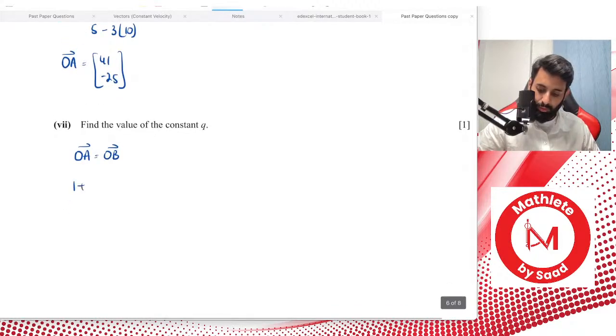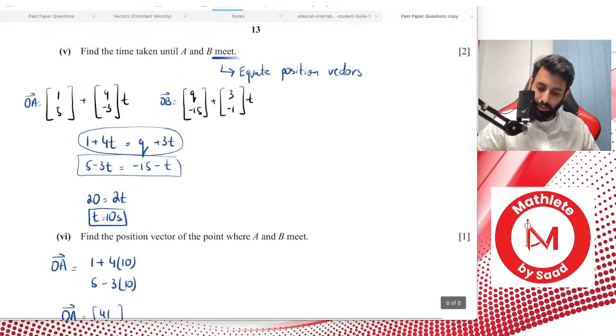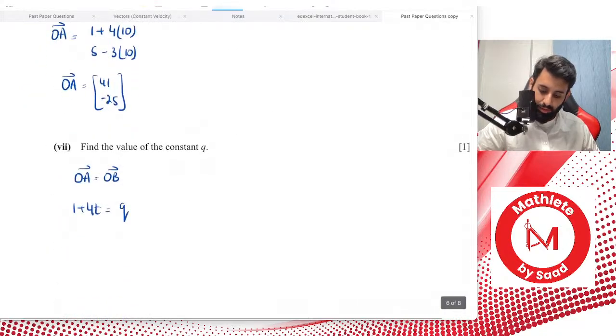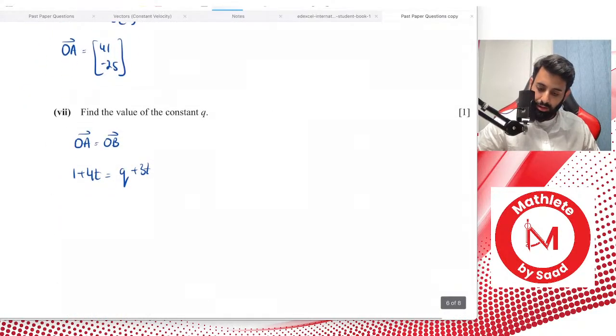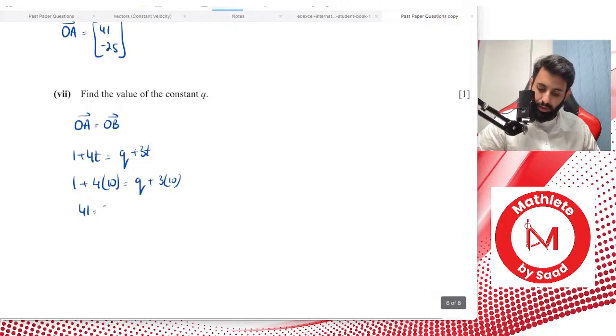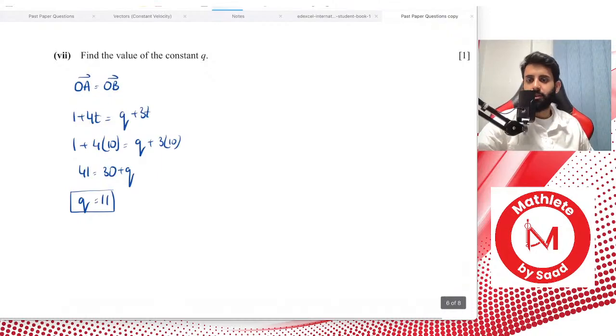1 plus 4t is equal to q plus 3t. Okay, so we can use 10 as t. So 1 plus 4 times t is equal to q plus 3 times 10. So 41 is equal to 30 plus q. Let's find out the value of q. So q is equal to 11. And there you go. That's it. We're done with the question.